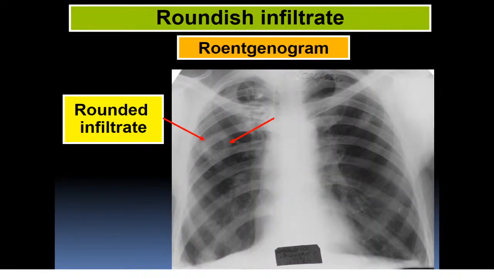On this X-ray, we can see a round-shaped infiltrate. The shape is round, but the infiltrate has unclear borders, and inside of this infiltrate we can see lightening. Therefore, we think about destruction inside of the infiltrate and about formation of a cavity.